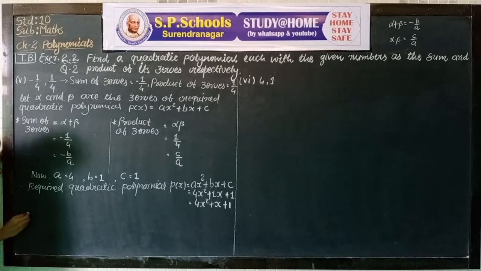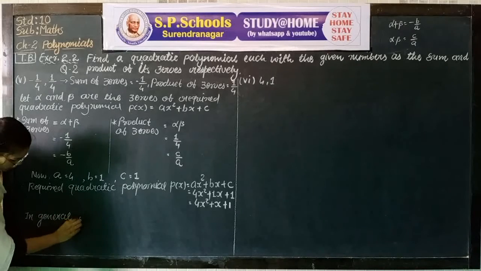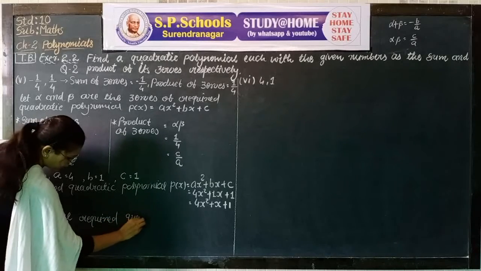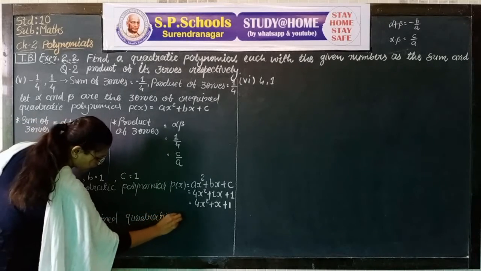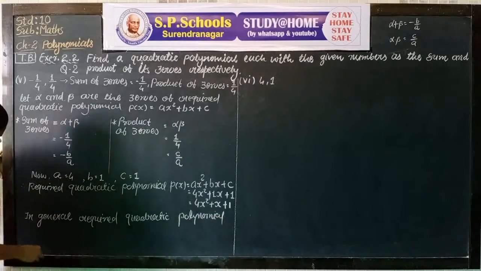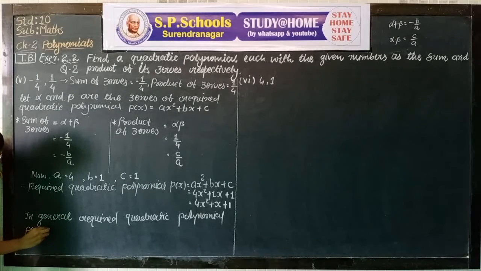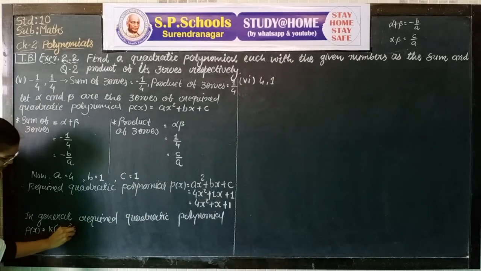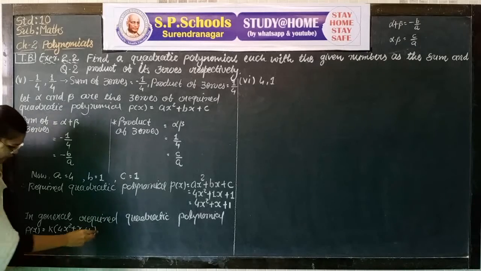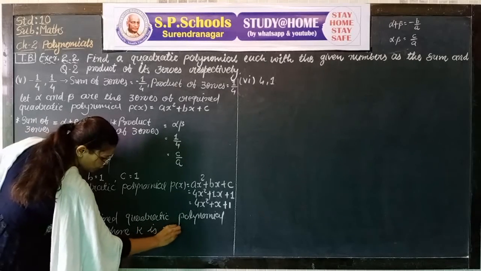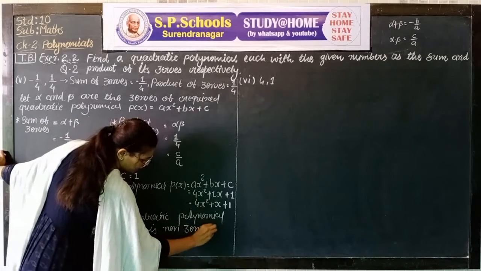In general, the required quadratic polynomial p of x is equal to k into bracket, the obtained polynomial 4x square plus x plus 1, where k is a non-zero integer.